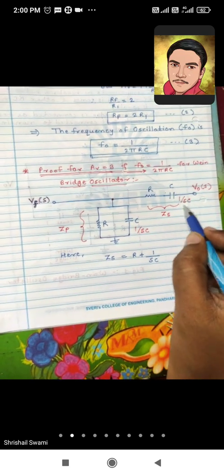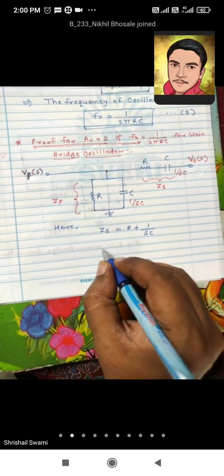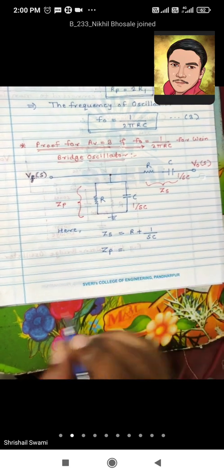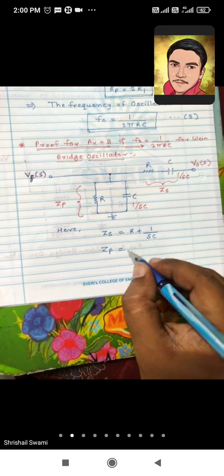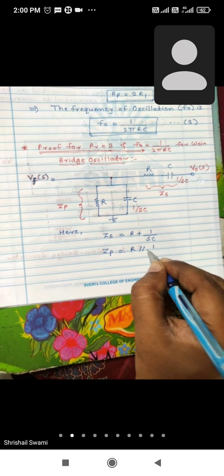1 upon SC is related to the capacitor, where ZP is equal to, what is ZP? R is parallel with 1 upon SC.